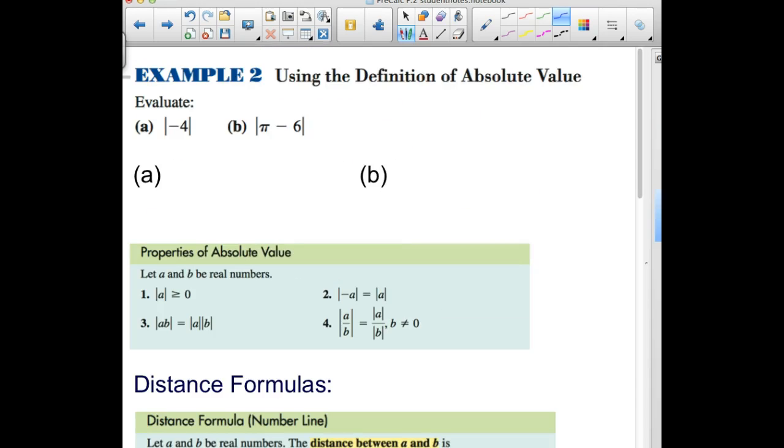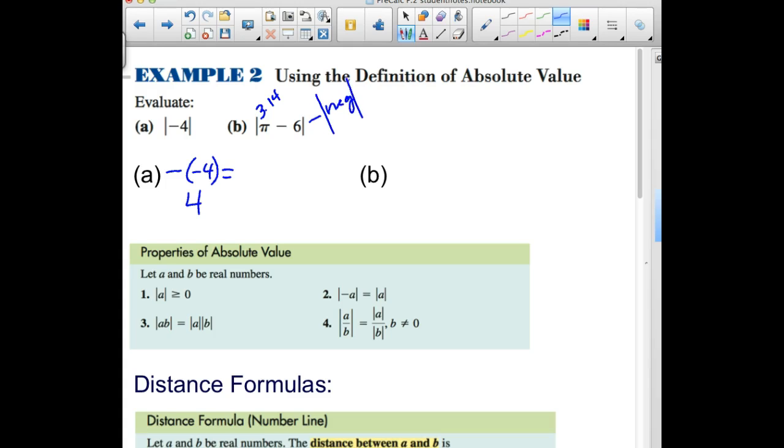So using that definition, we have the absolute value of -4. Since it is a negative number, we need to take the opposite of it, which turns it into just a +4. For the second one, we're taking the absolute value of an expression. And to do that, you have to look at what would the overall value of that expression be. Is it positive, negative, or 0? If we take pi, which is about 3.14, and subtract 6, we get a negative value.